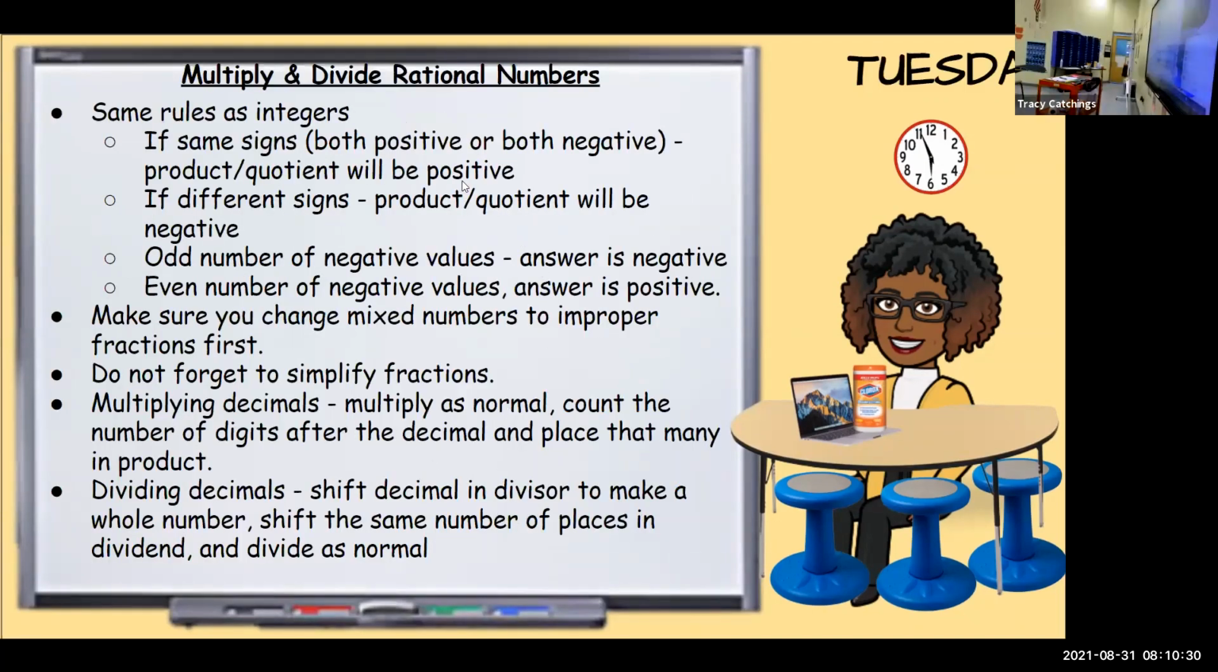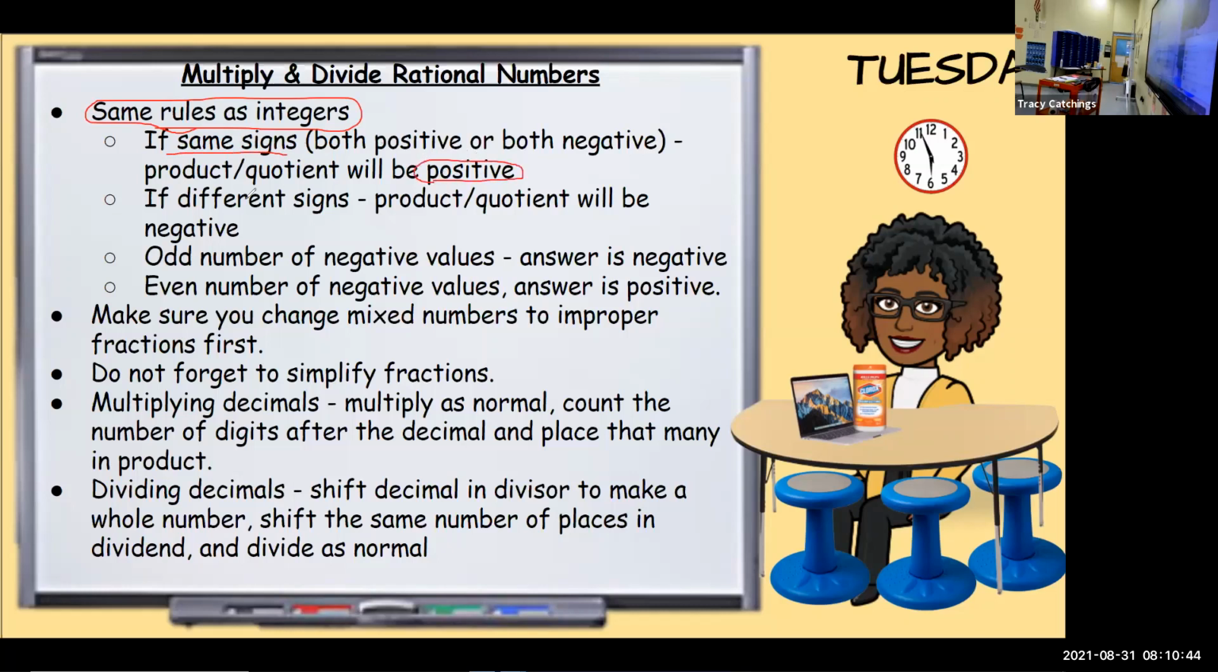All right, and as I stated earlier, we're gonna be looking at multiplying and dividing with rational numbers. First thing first, we will have the same rules as we had with multiplying and dividing with integers. If we have the same signs, the answer will be positive. If we have different signs, the answer will be negative. That's the same thing we learned last week. We also said we can count the number of negatives. If we have an odd number, the answer would be negative, and if we have an even number, the answer would be positive.